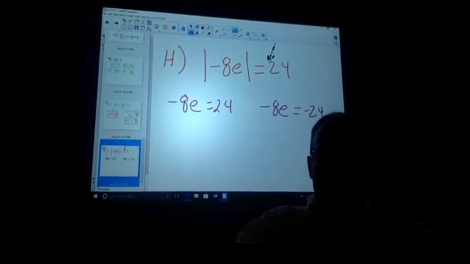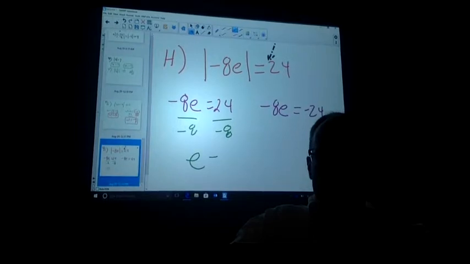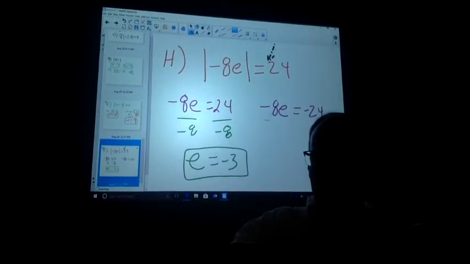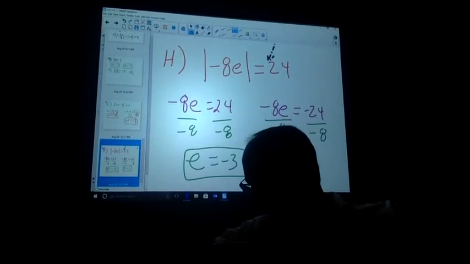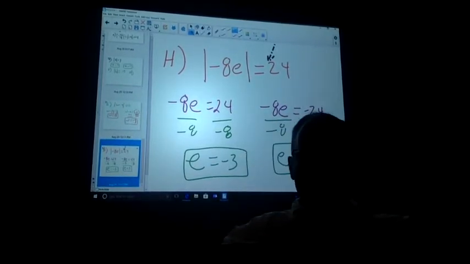How am I going to undo to get e by itself? There you go. Divide each side by -8. And so e is going to equal -3. Let's see, -8. Excuse me. -8. And that's negative over negative, so my answer's got to be what? Perfect. There's my two answers. That one totally works. Can I move on?